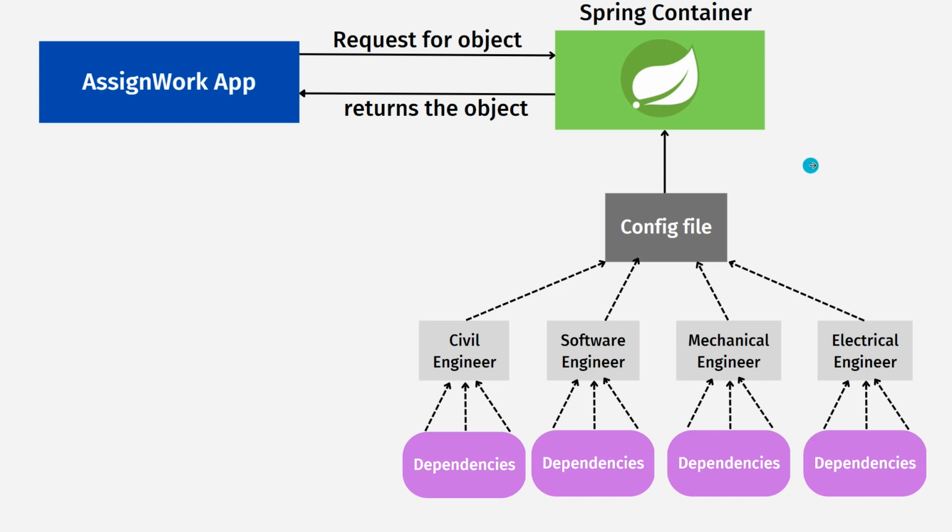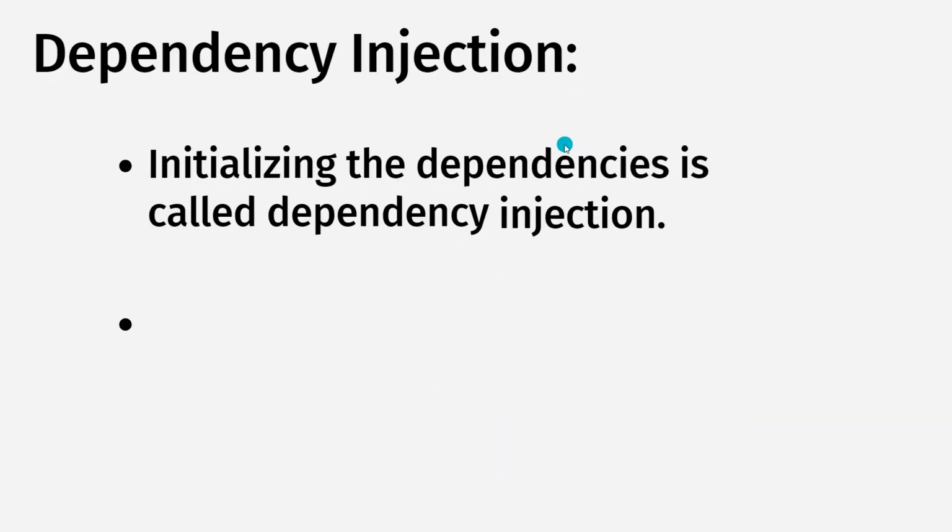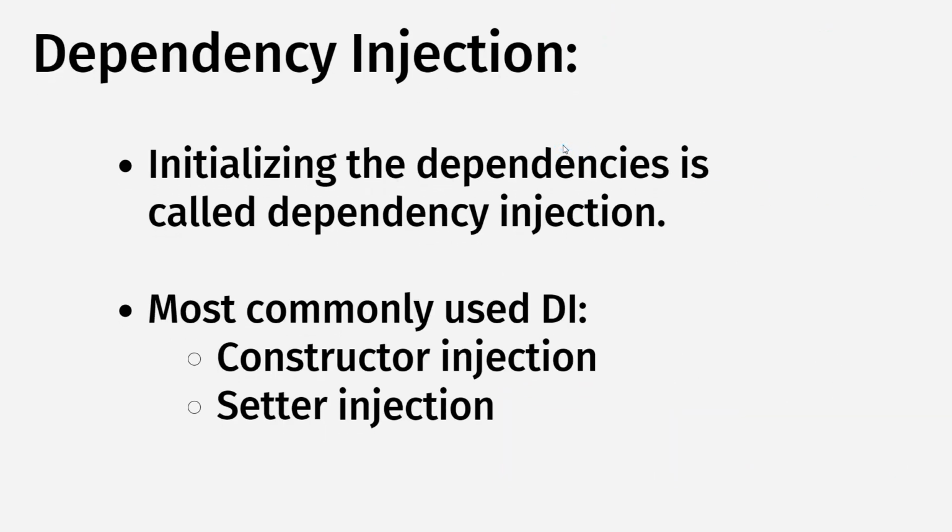Now a quick summary of what we have learned about dependency injection. Initializing the dependencies is called dependency injection. Dependencies are simply the instance variables inside a class, and injection means initializing those dependencies, that is, providing an initial value to those dependencies.